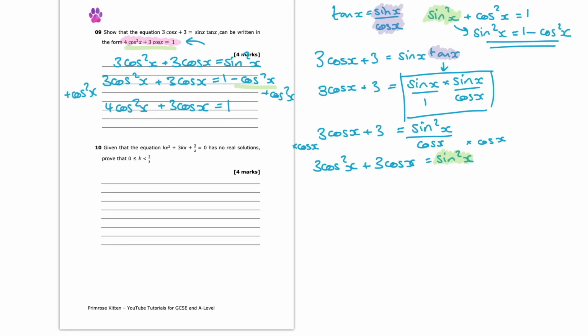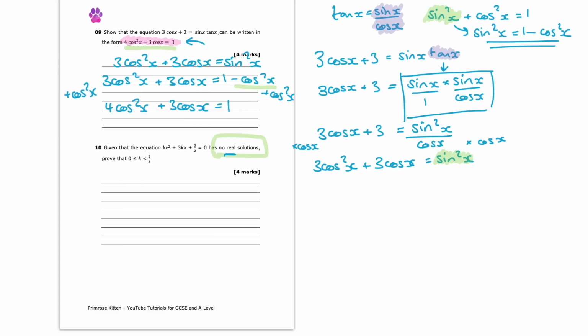Let's try question 10. So here we're given an equation and we're told that it has no real solutions. And we want to prove that k is bigger than or equal to 0 or less than 2/3. So here, whenever we see that mention of real solutions, in regular maths and not further maths, there's only really one time when the word real comes up. And that again is when we're looking at discriminants. So discriminants give us the information on how many real solutions there are.